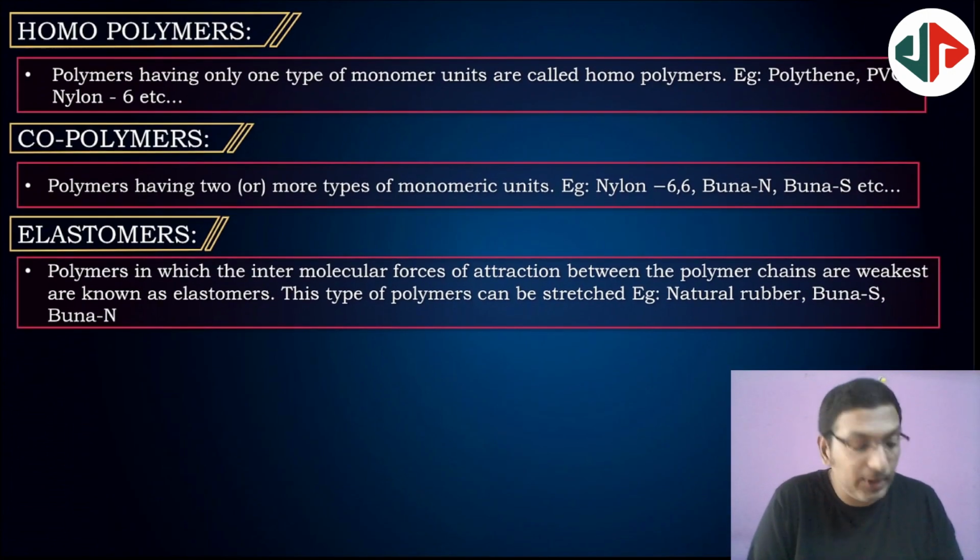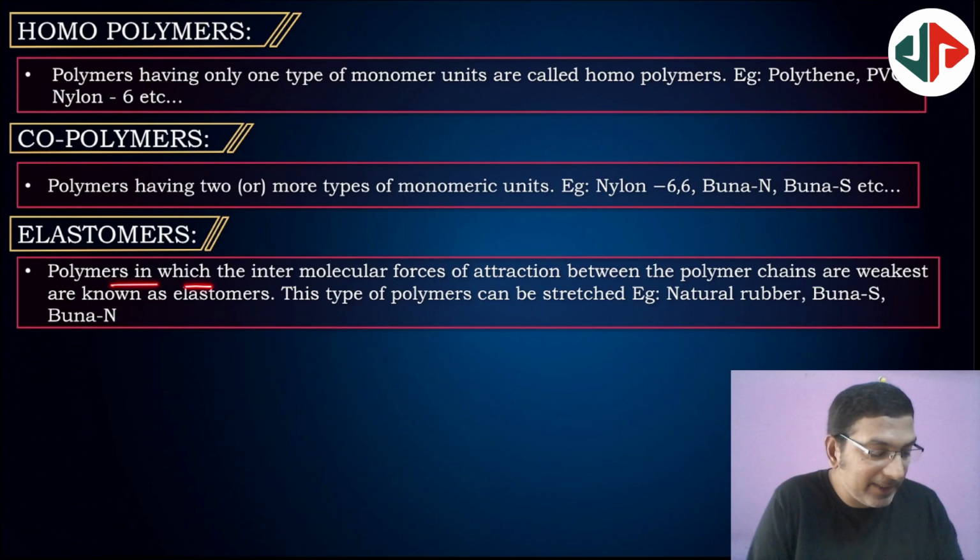Homopolymers and copolymers. Homo means same. So homopolymers are polymers having only one type of monomer unit. Examples: polythene, PVC, nylon 6 and so on. Copolymers are polymers having two or more types of monomers: nylon 66, Buna-N, Buna-S and so on.